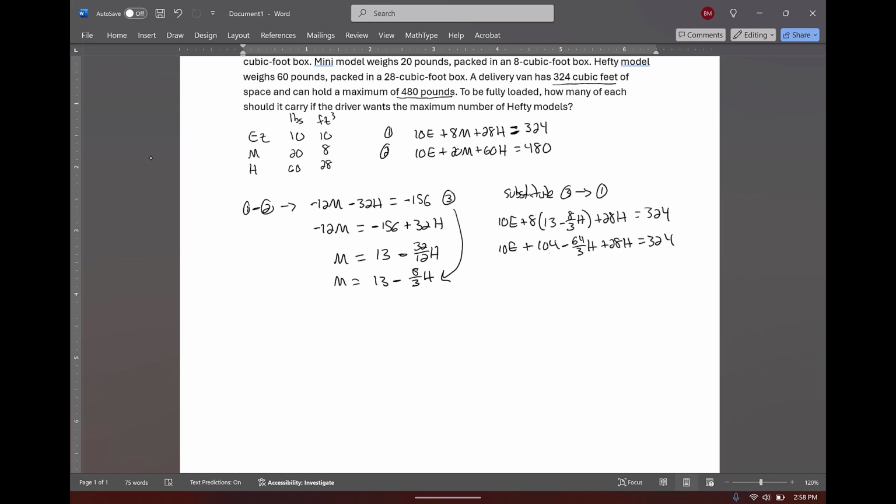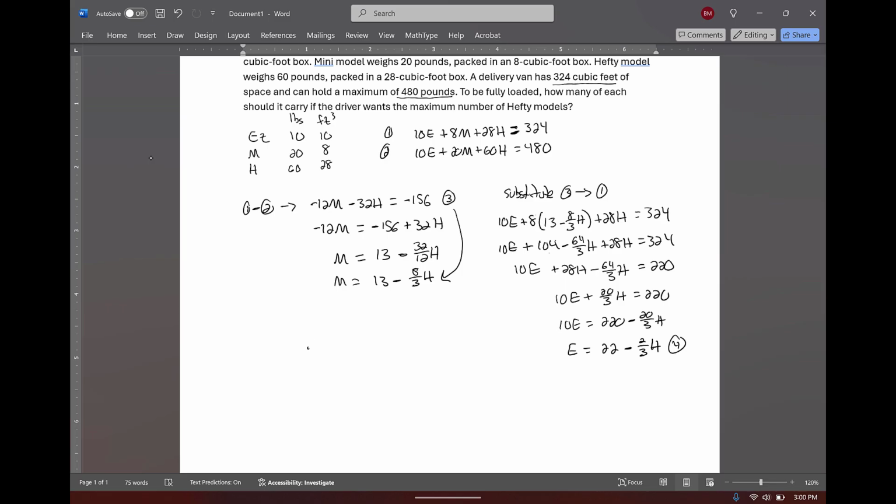So 324 minus 104, that's going to give me 220 over here. I have the 10e, and then I have the 28h minus 64/3 h. Getting a common denominator there, the h's, 28 minus 64/3 gives me 20/3 h equals 220, and then I'll subtract that to the other side. So I'm going to have 10e equals 220 minus 20/3 h, and then I'll divide everything by 10, or in other words, multiply by 1/10. So 220 divided by 10 is going to be 22, and then 20/3 divided by 10 is going to be 2/3 h. So let's call this equation 4.